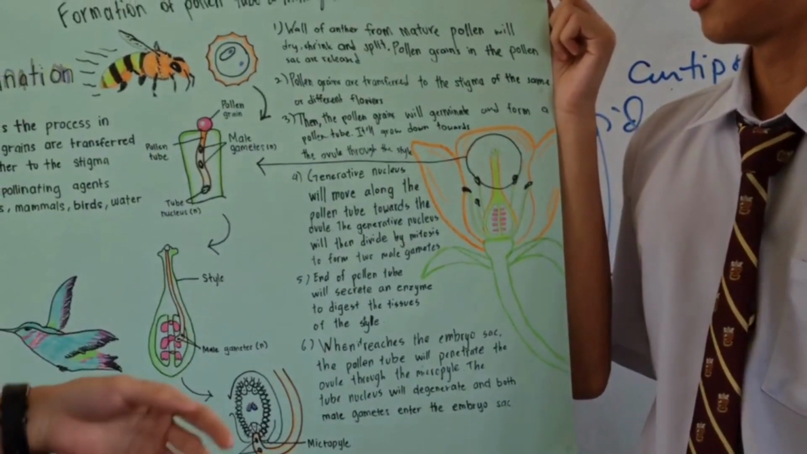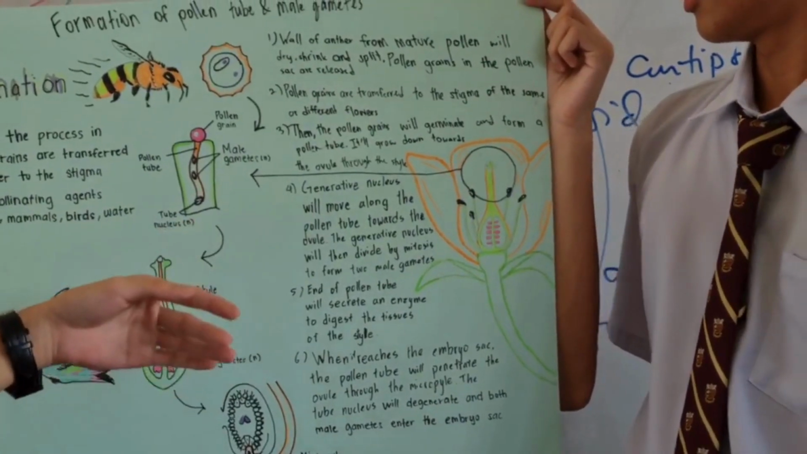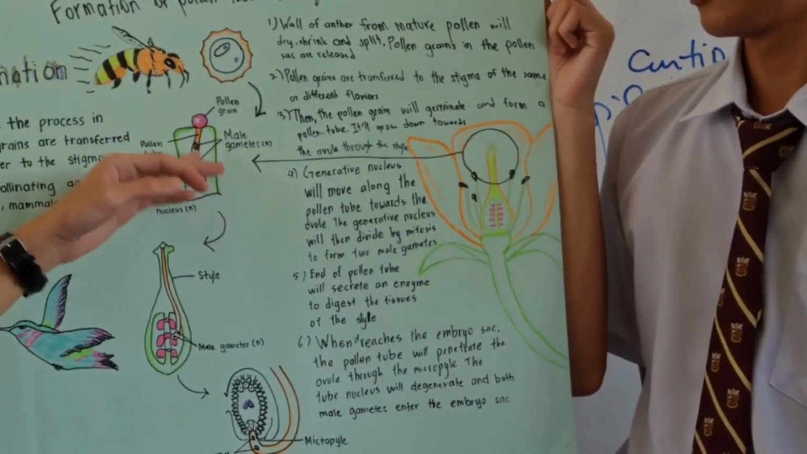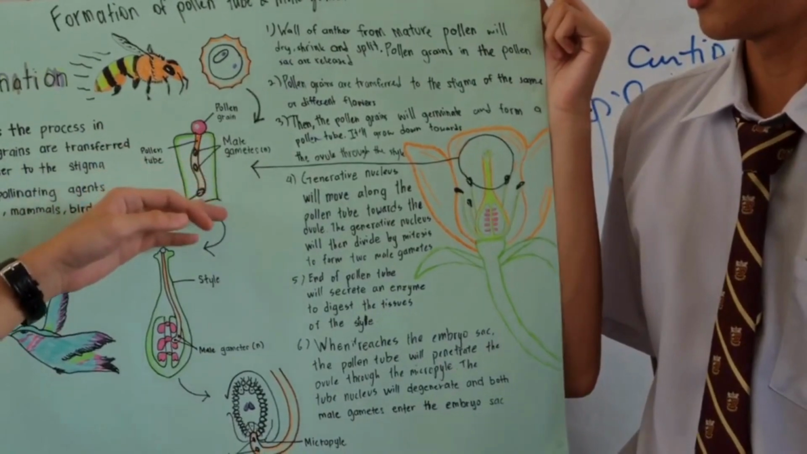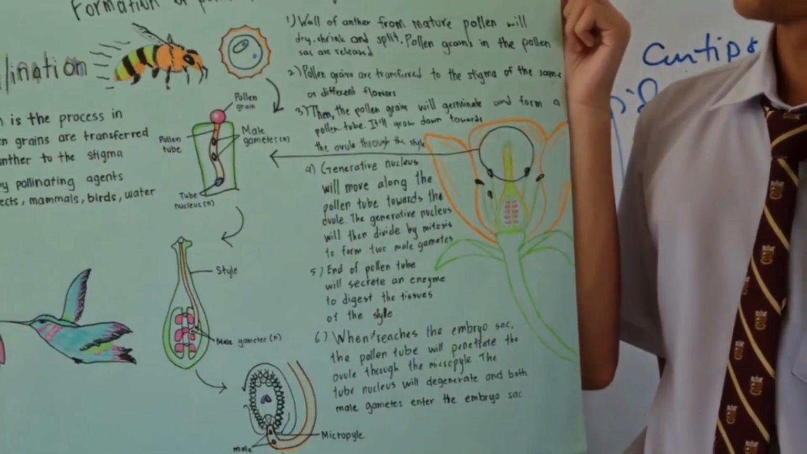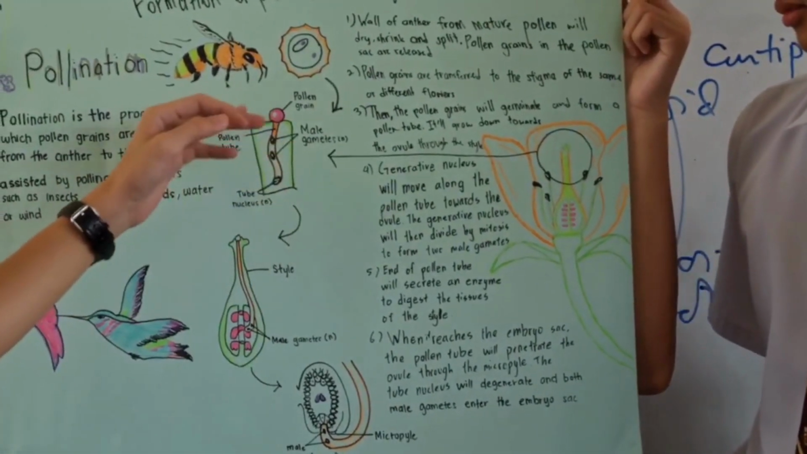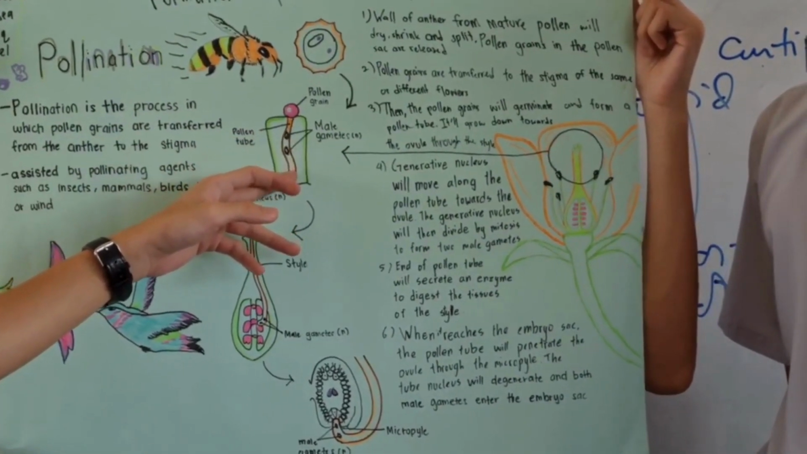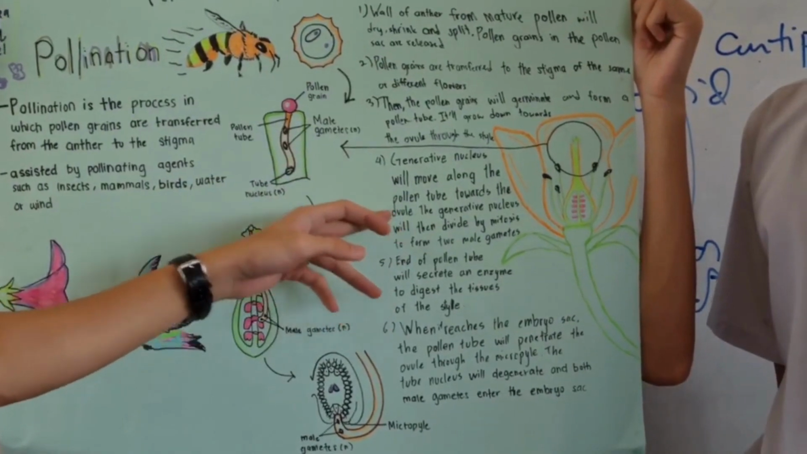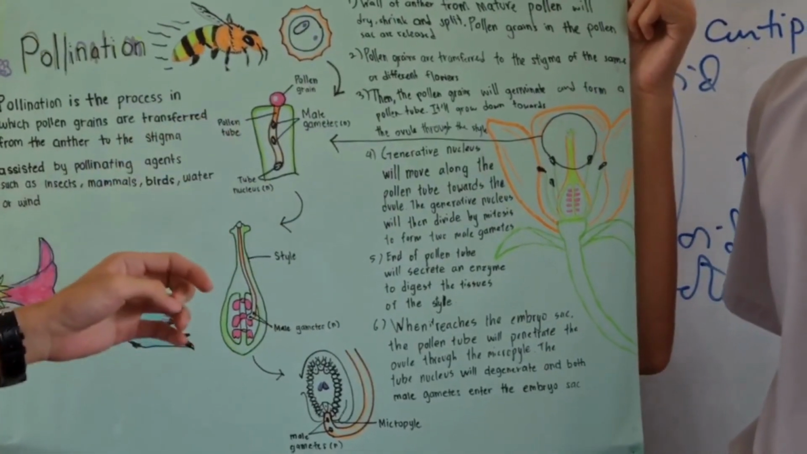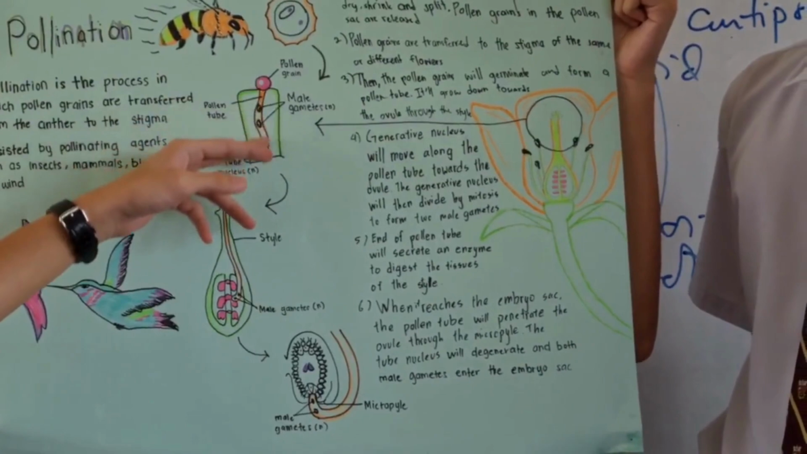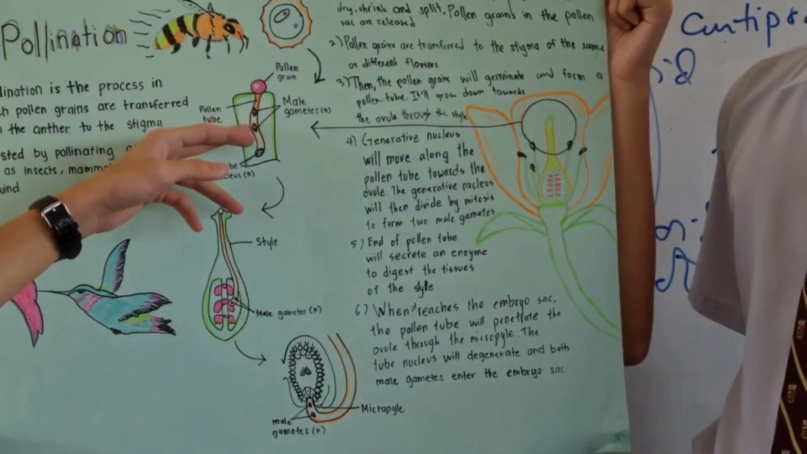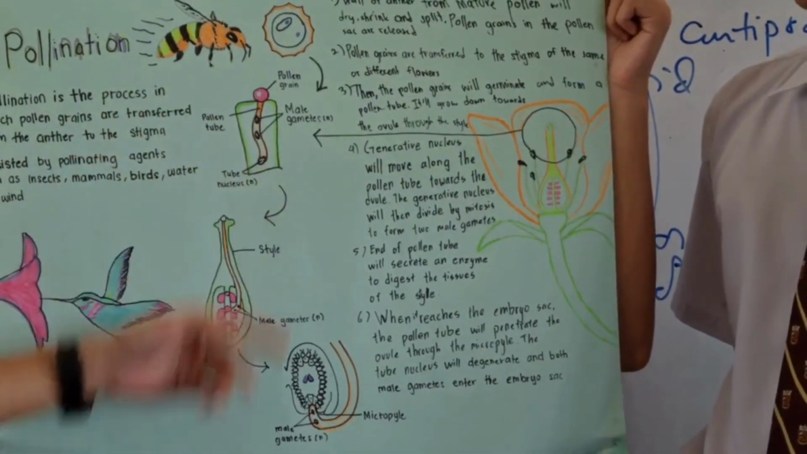Thirdly, the pollen grains will germinate and then form a pollen tube. This is a pollen tube and this is the stigma. It goes downwards. And then the generative nucleus, which is this one, will move along the pollen tube towards the ovule. The generative nucleus, while going down, will divide by mitosis to form two male gametes.